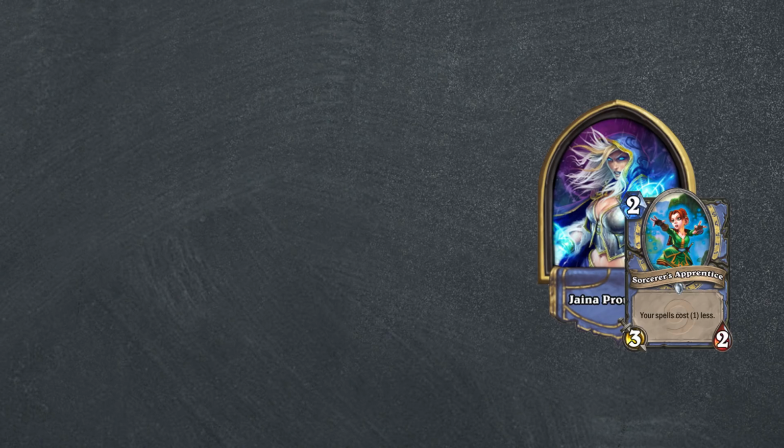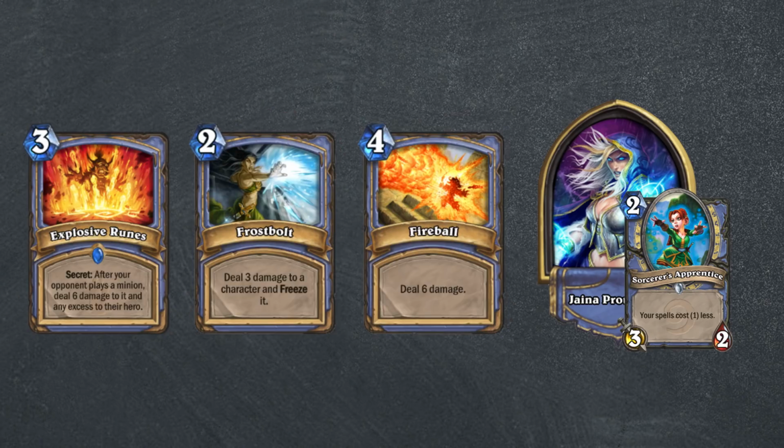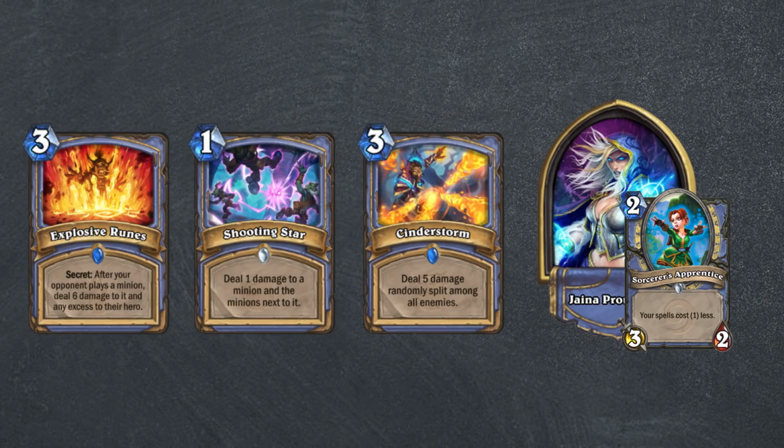Tempo Mage takes a different approach. It has certain cards that allow it to restock on resources. That's why it's called Tempo Mage and not Face Mage. While it's not as board focused as a mid-range deck, it does its best to maintain all of its resources, minion and hand alike.